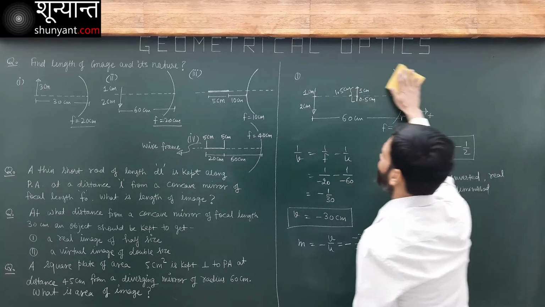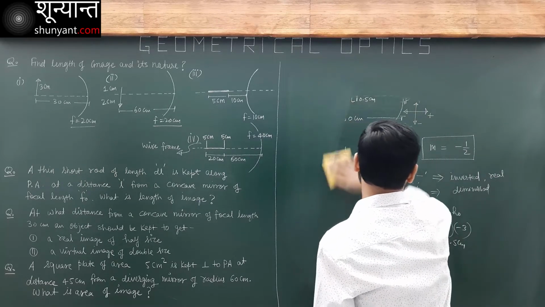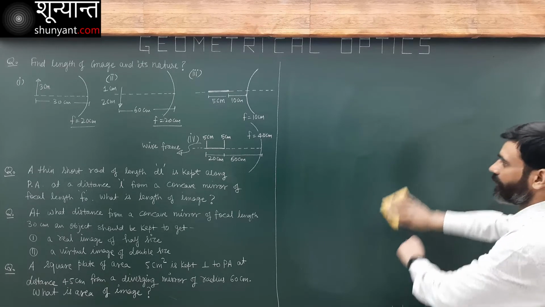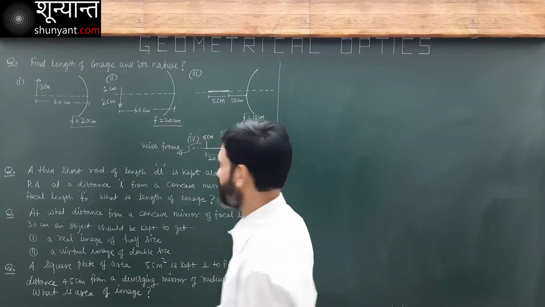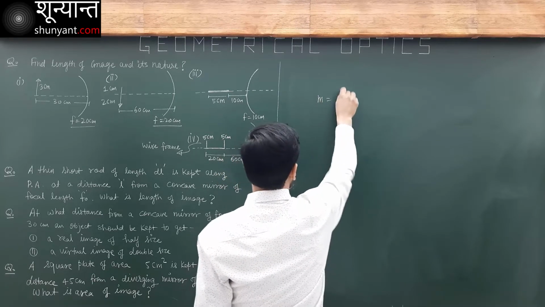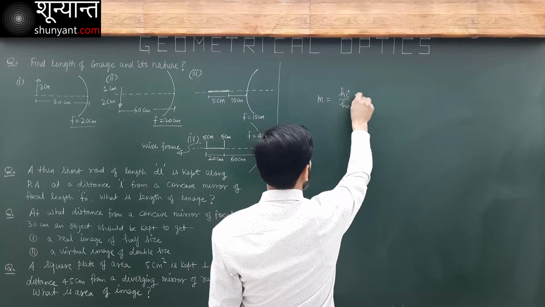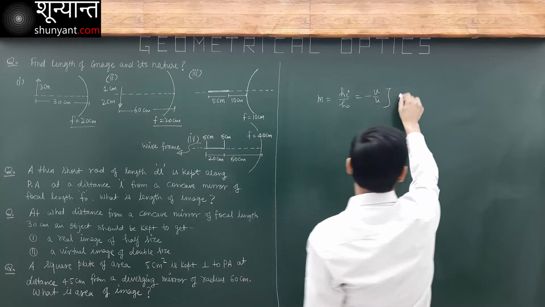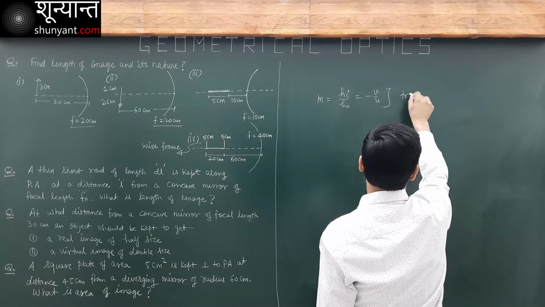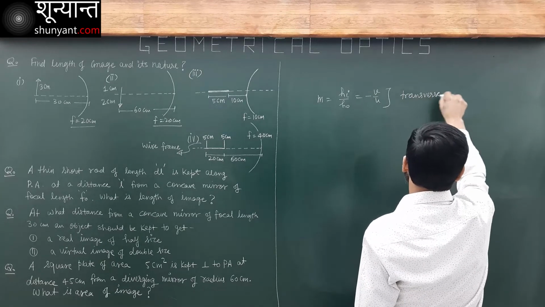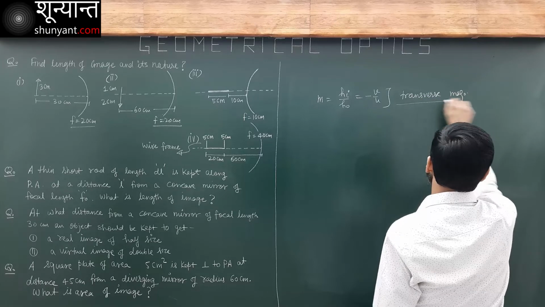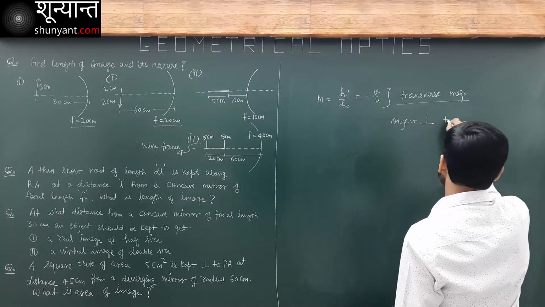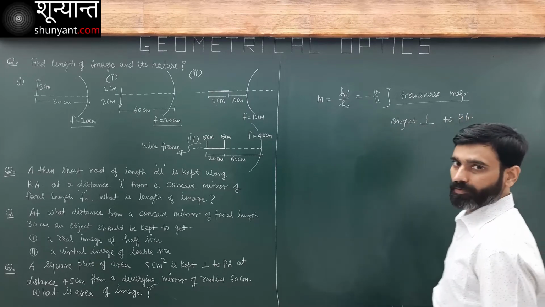Alright. Now the third one. Understand this, very, very important. When I say M is equal to height of image over height of object, which is equal to minus of v by u, this is a transverse magnification. That means the object is perpendicular to the principal axis.